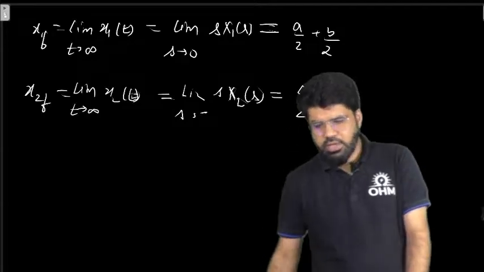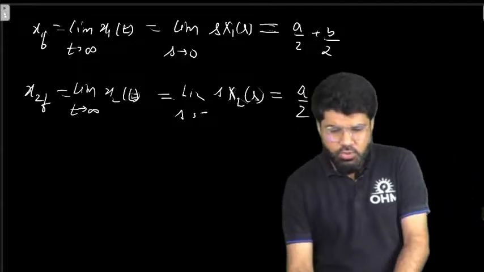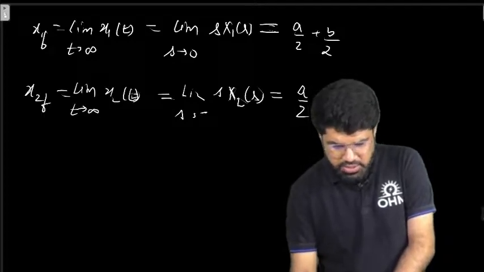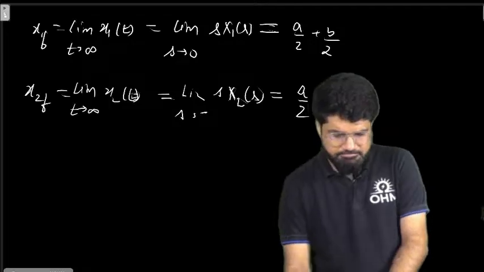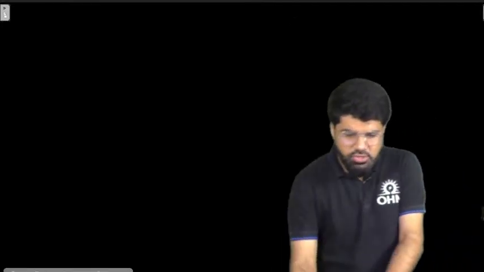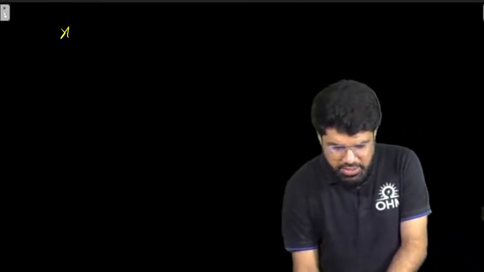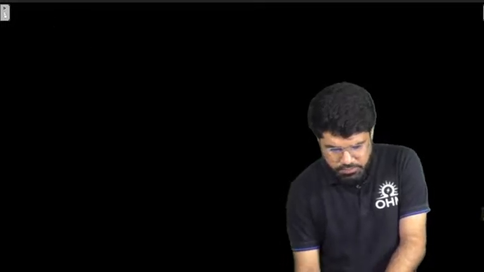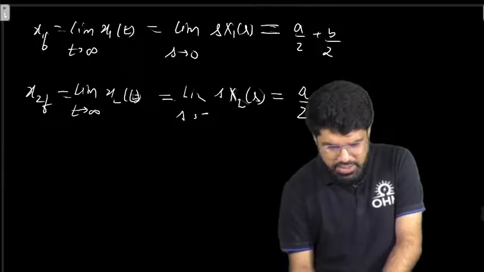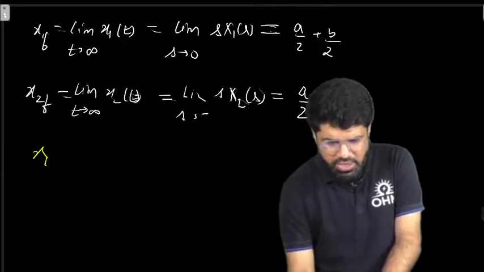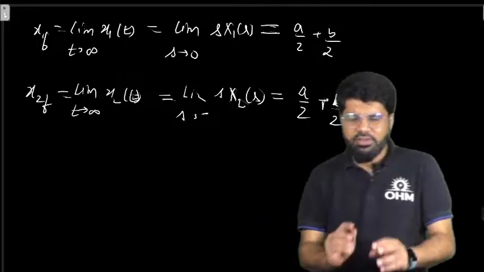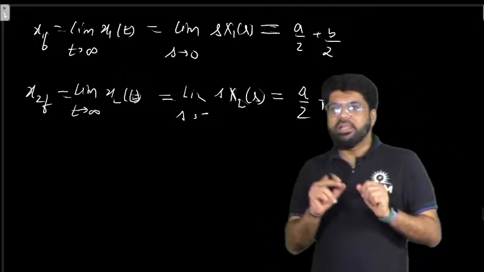So dear, I think this slide is creating the problem. Just a second. If I compare, I can say that x1f and x2f are equal, or I will directly match the option. Both are equal, and both are equal to a plus b by 2.